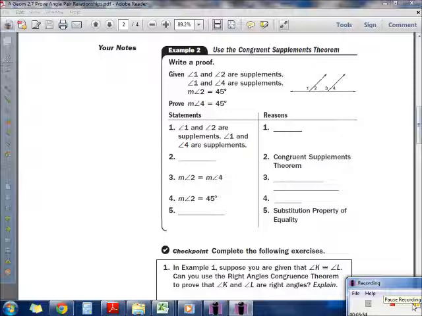On example number 2, it says write a proof. It gives you a bunch of information. We're trying to prove that last statement, that measure of angle 4 is 45 degrees. Let's do the easy stuff first. What do you all think is the easy stuff?